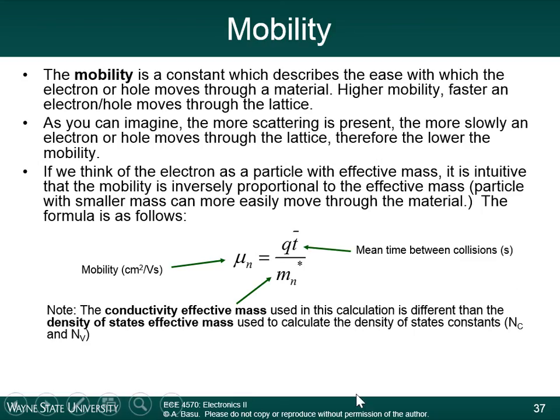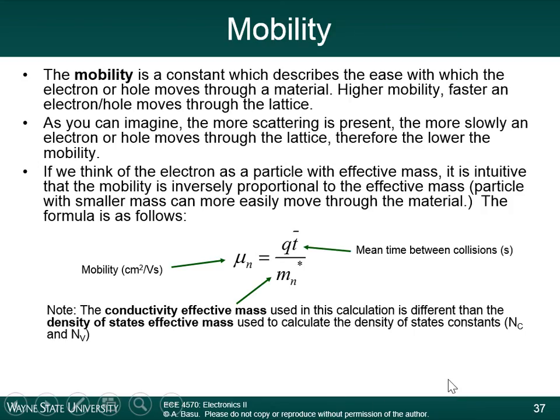The mobility is equal to... this is denoted mu n because we're talking about the mobility of electrons. If we're dealing with the mobility of holes, you'd say mu p. P is the subscript for holes. Mobility is equal to q, the charge, times tau, the mean time between collisions, divided by mn star, the effective mass. The more massive a particle is, the larger the effective mass, and the mobility will go down.